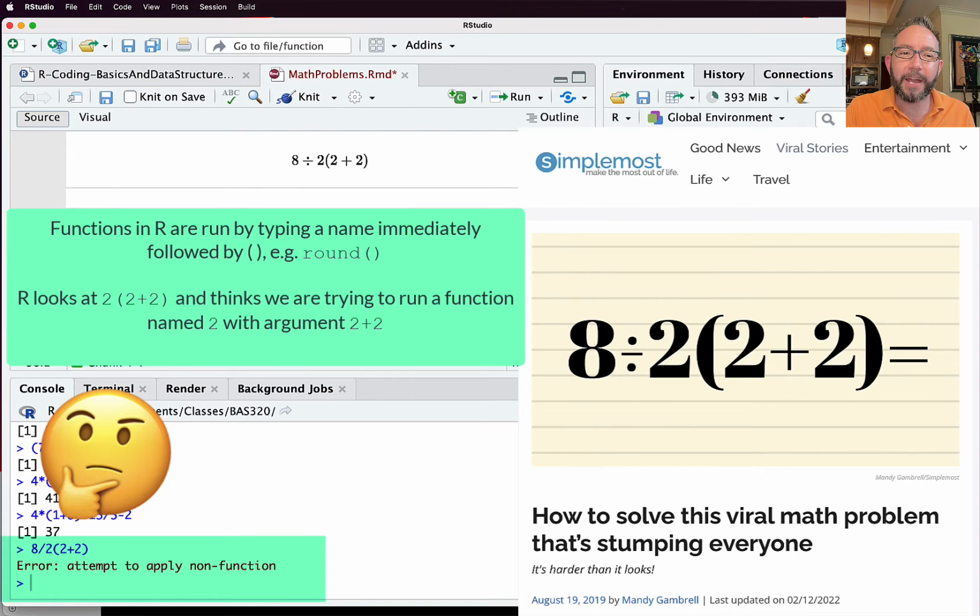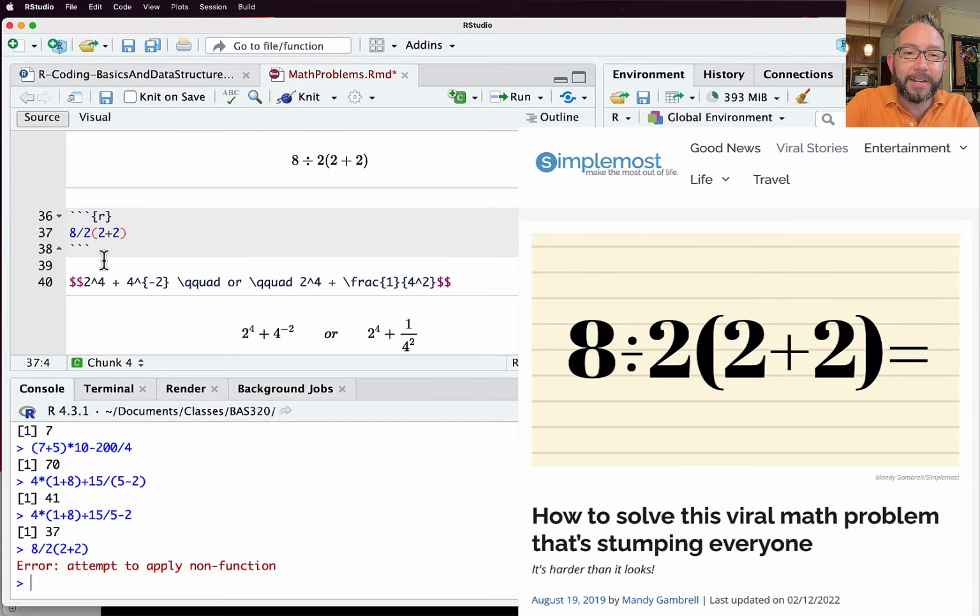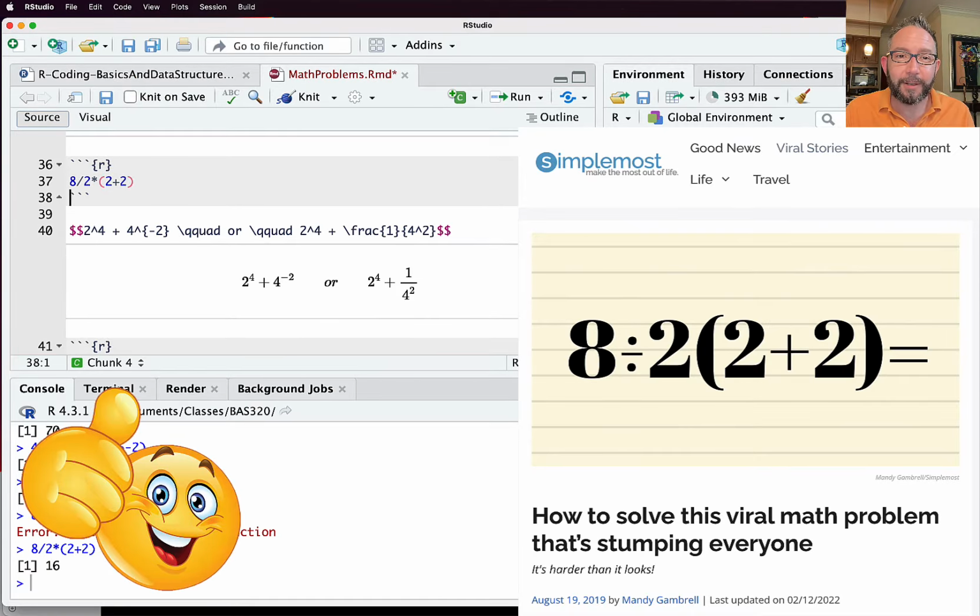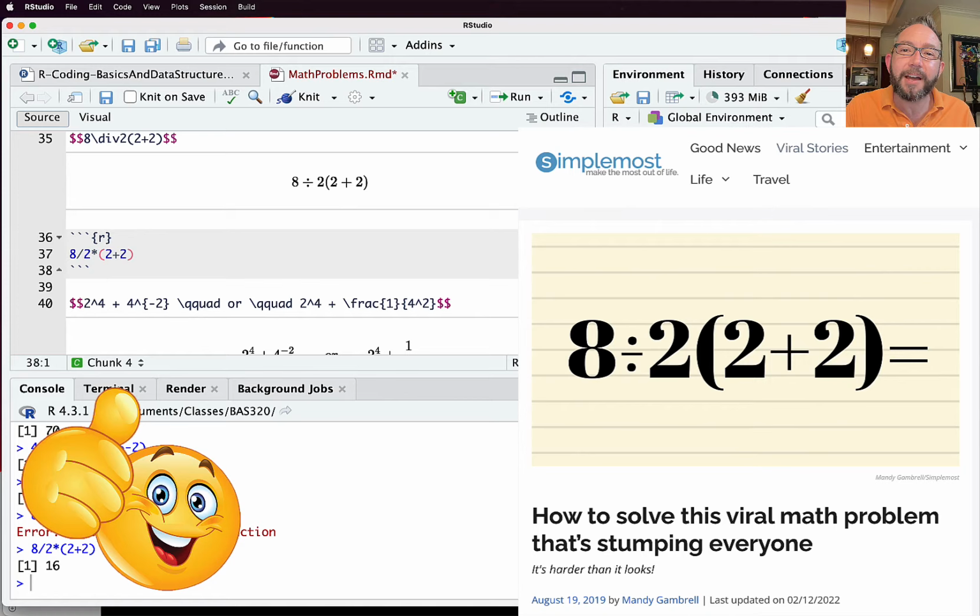That's because if we have a set of parentheses that immediately follows a letter, a word, a number, or something, it's going to assume that we're trying to run a function like mean or lm or median, etc. So if our intent is to actually do that implicit multiplication, we need to make sure to tell R to do that multiplication for us. So 8 divided by 2 times the quantity 2 plus 2, and we can see that it evaluates to 16.